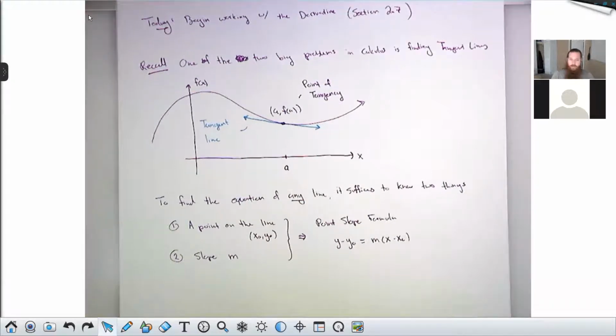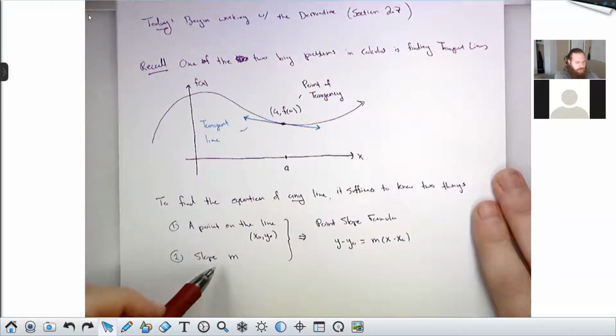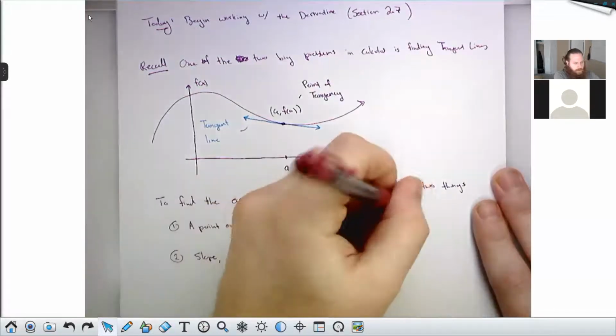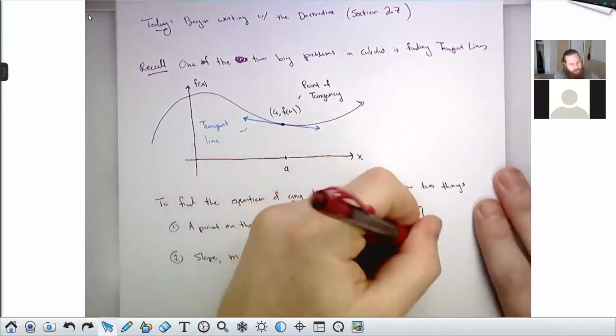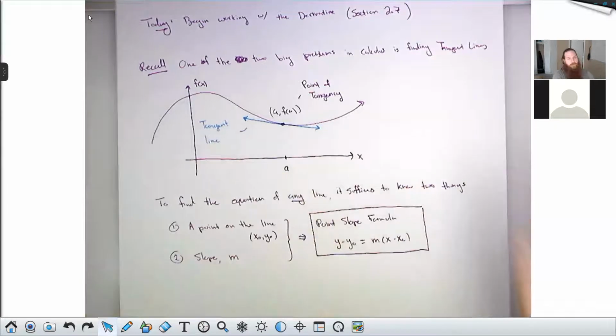So I want to emphasize this is the reason I asked this question. The point on the line does not need to be the y-intercept or the x-intercept. Doesn't have to be either intercept, just any point on the line. And then once you have any point on the line and the slope, you can use the point slope formula to write down the equation of that line. We're going to use the point slope formula a lot in this class.